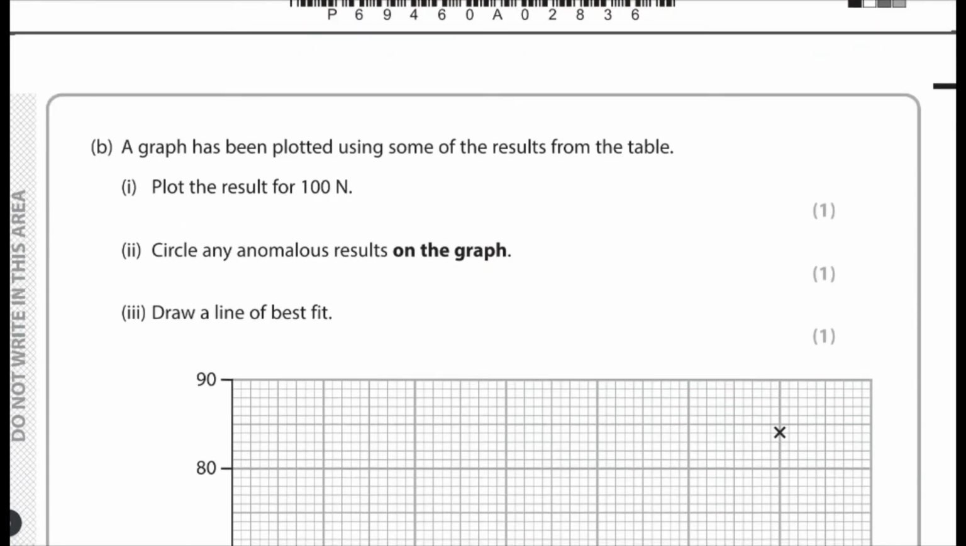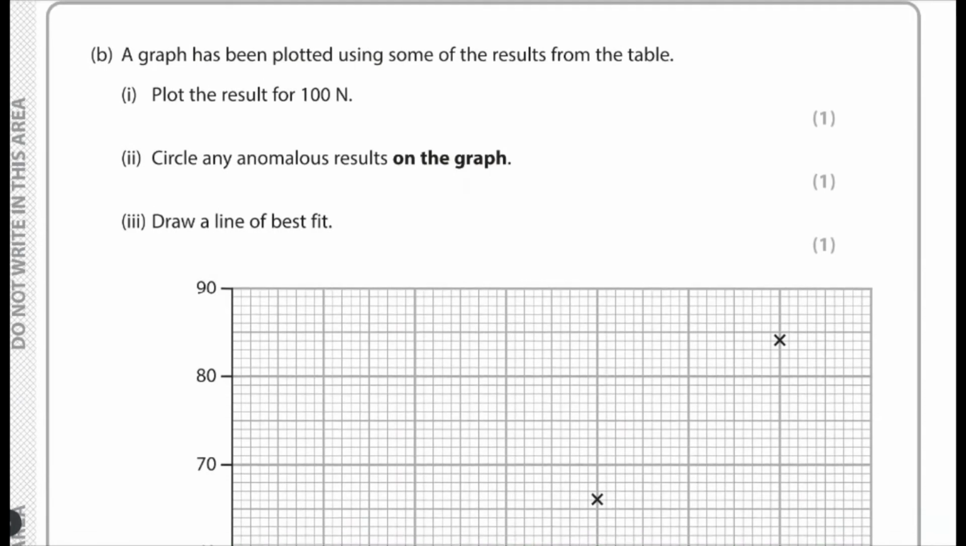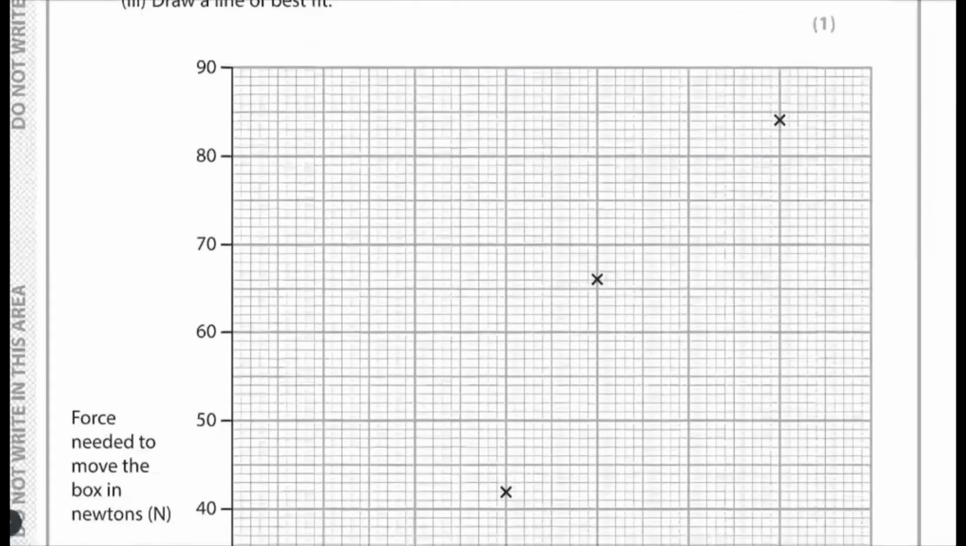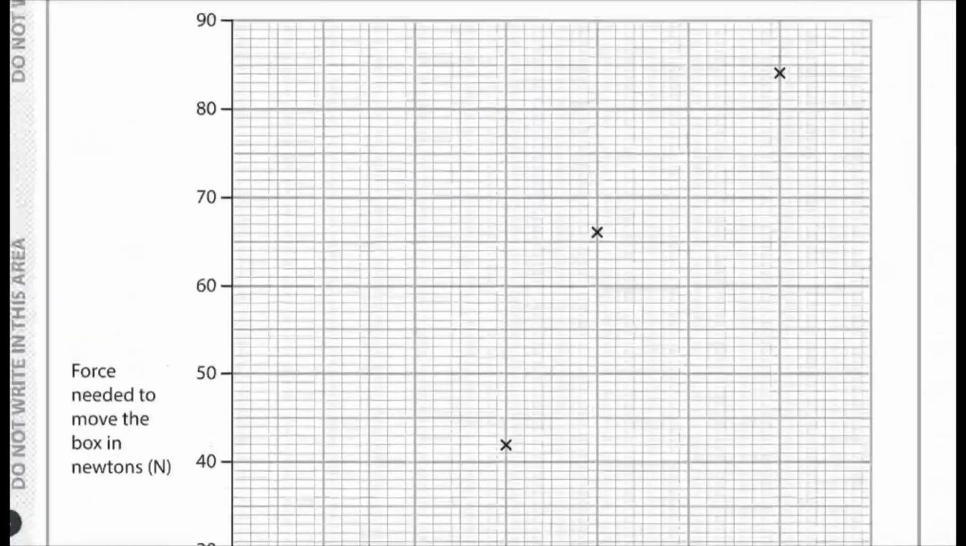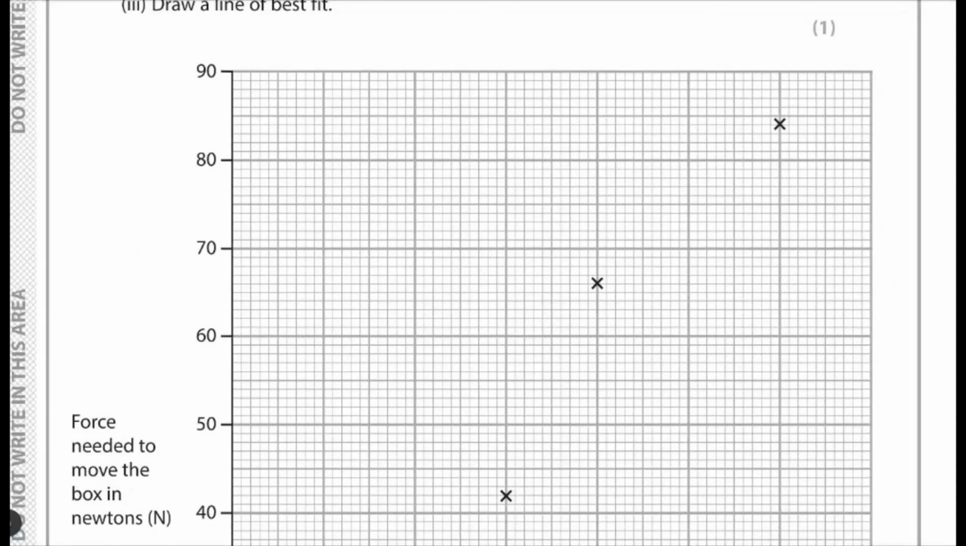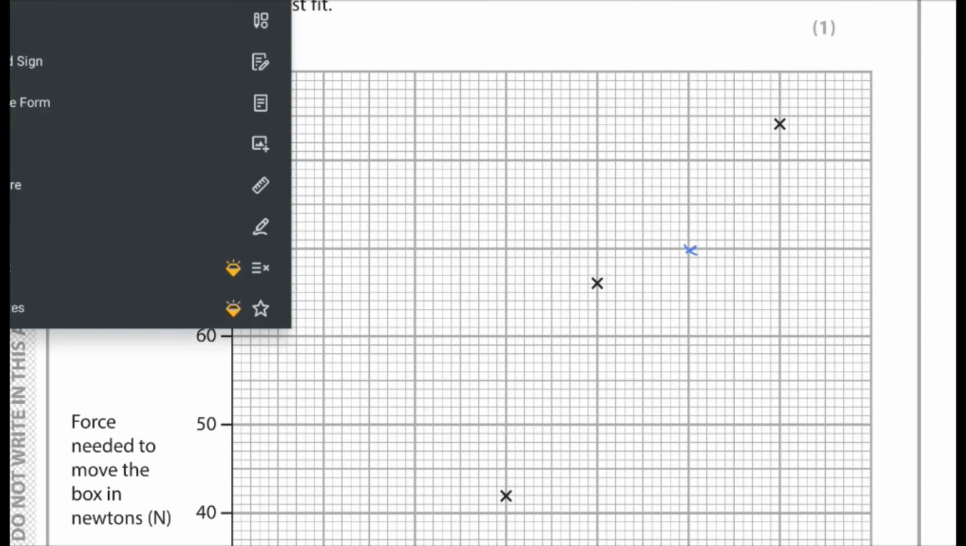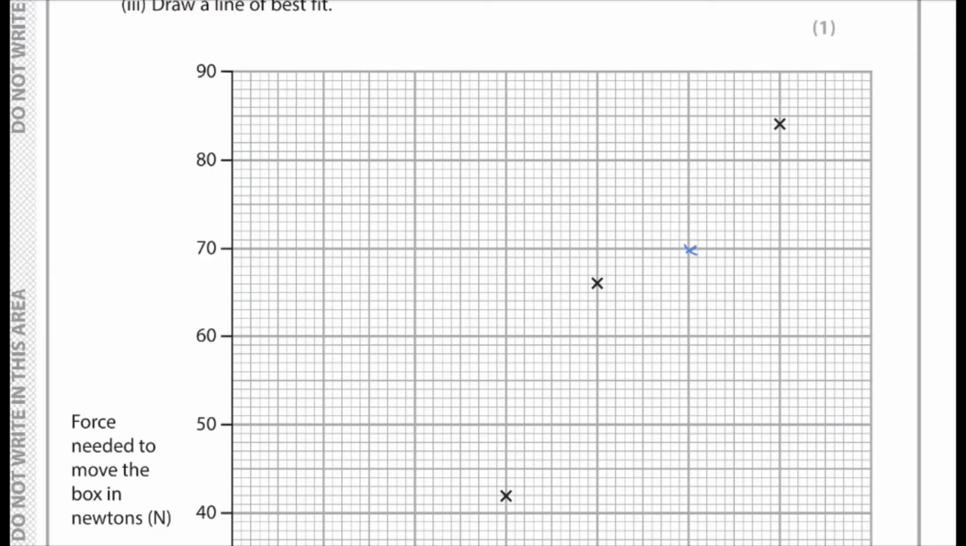Next one. Plot the results up to 400 newtons. Circle any anomalous results on the graph. Draw a line of best fit. So for 100 it is 70, so you can mark that over here. And we'll try to see this one.